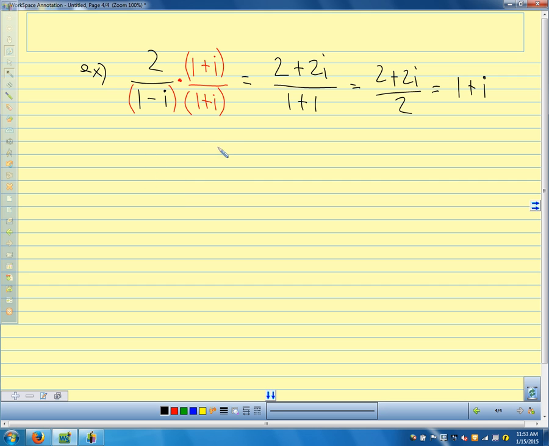So to do division, we're multiplying the numerator and denominator by the conjugate of the denominator. So let's do one more example. 2 minus i over 4 plus 3i. So put parentheses here. What are we going to multiply by? 4 minus 3i.